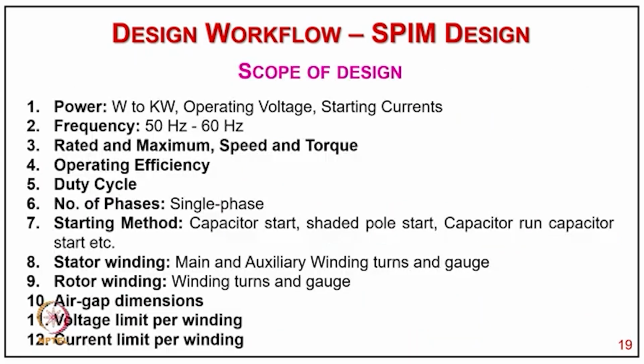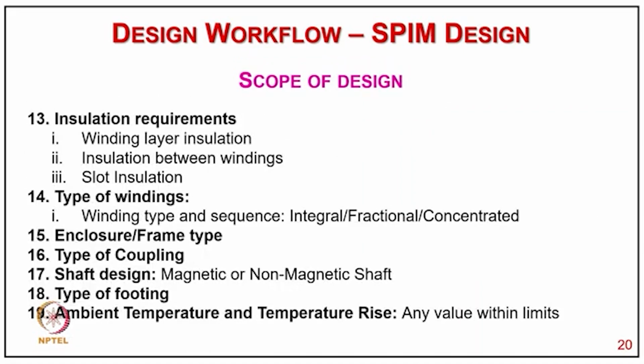Here is a typical example of the scope of design. Typically, first we take a specification like power in watts or kilowatts, operating voltage and starting current, then frequency 50 Hz or 60 Hz, rated and maximum speed and torque, operating efficiency, duty cycle, number of phases, typically single phase here, and starting method like capacitor start, shaded pole start, capacitor run, etc. Then stator winding main and auxiliary winding turns and gauge, rotor winding turns and gauge, air gap dimensions, voltage limit per winding and current limit per winding.